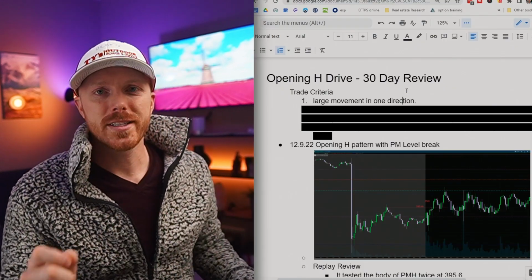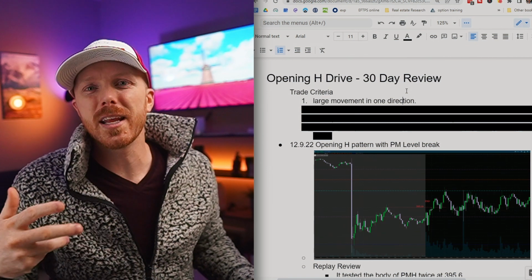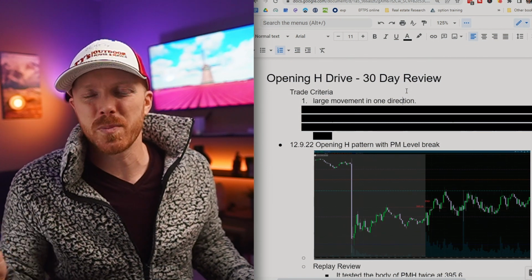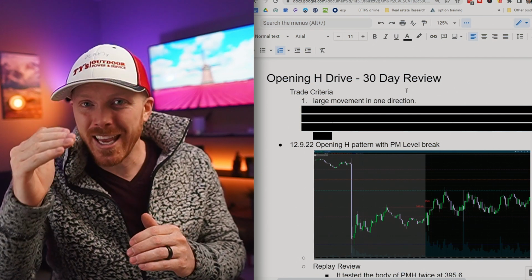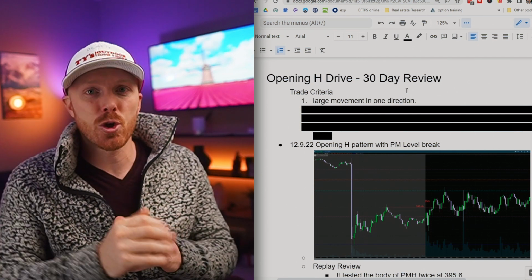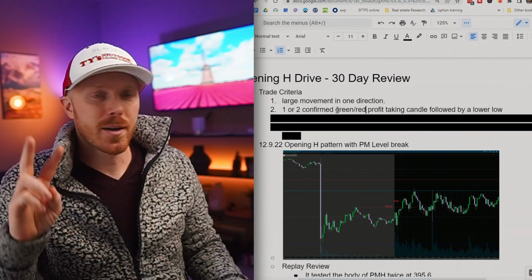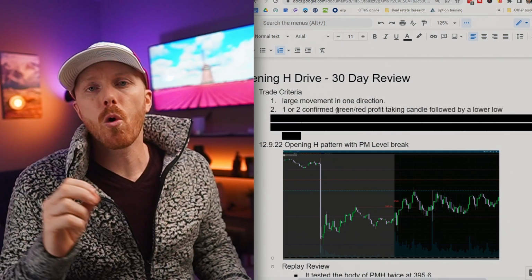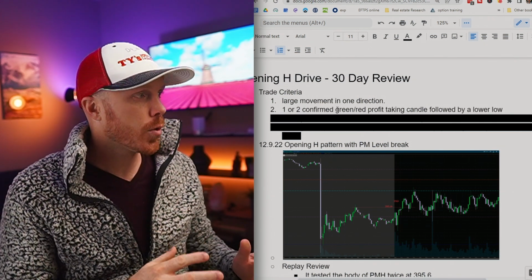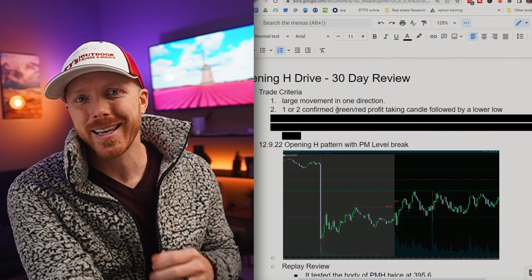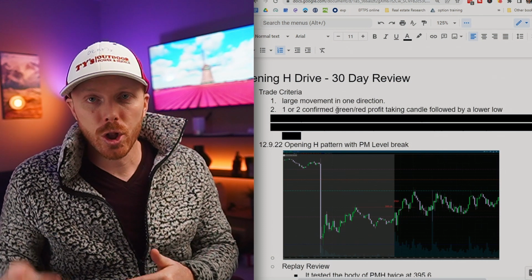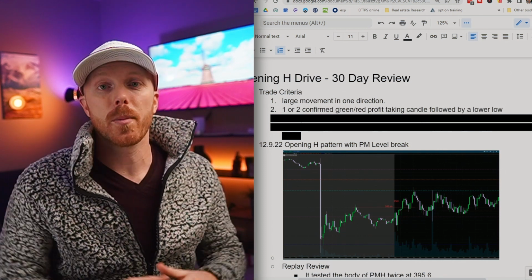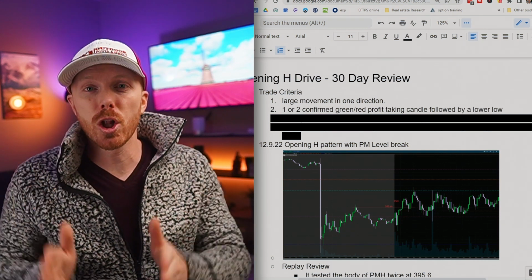One of the first criteria is that we see large or medium movement in one specific direction. We're going to want to see a big move, and then profit taking, and then a continuation. That's number one. Number two, we want to see 1 or 2 confirmed green or red profit taking candles that are followed by a lower low. So we want to see 2 confirmed. Confirmed means they are closed.